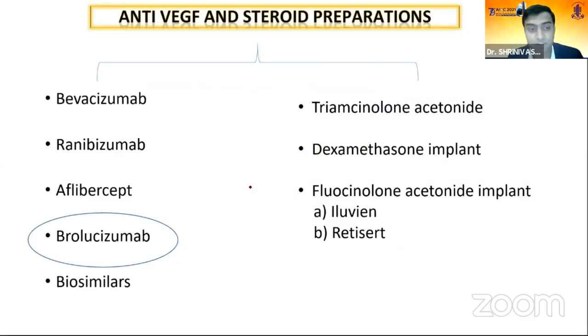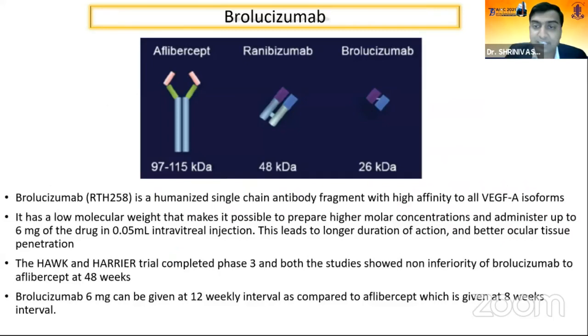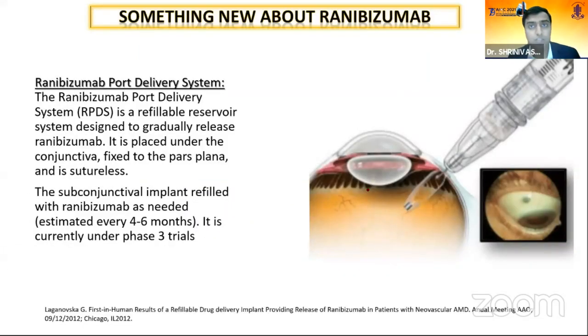You have brolucizumab, which has come into the market, which is of 26 kilodalton, and it has a molarity of around 11 to 13 molecules. So theoretically, it is more potent compared to other drugs, and the HAWK and HARRIER trials have already proven the efficacy of this drug. So what's new about this?